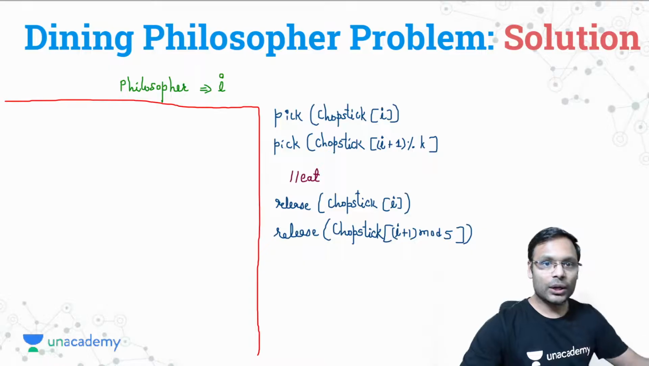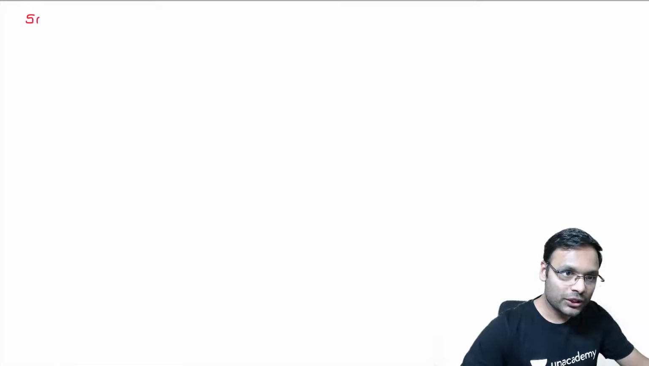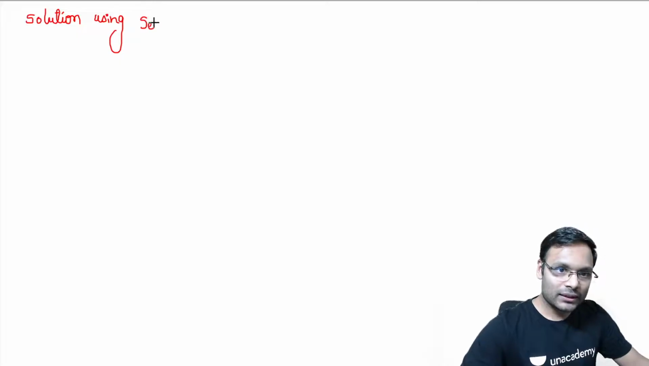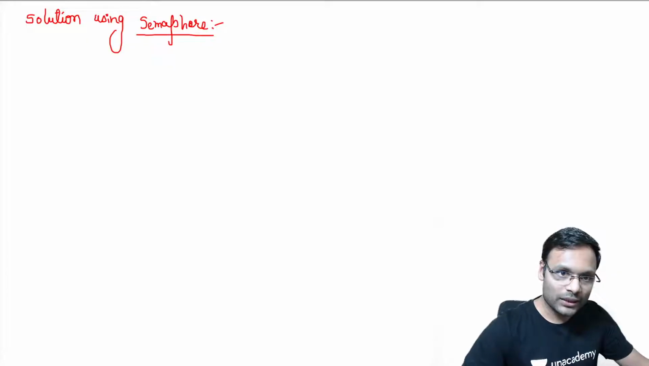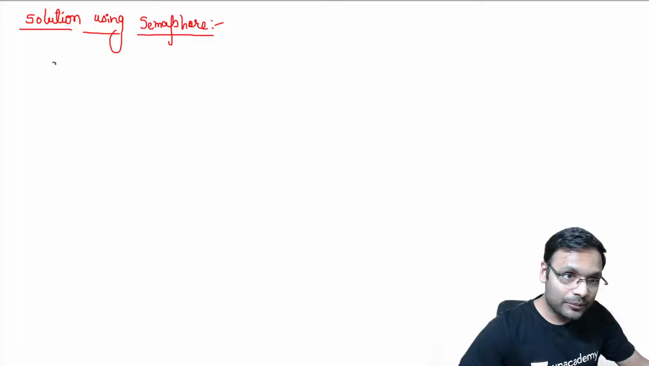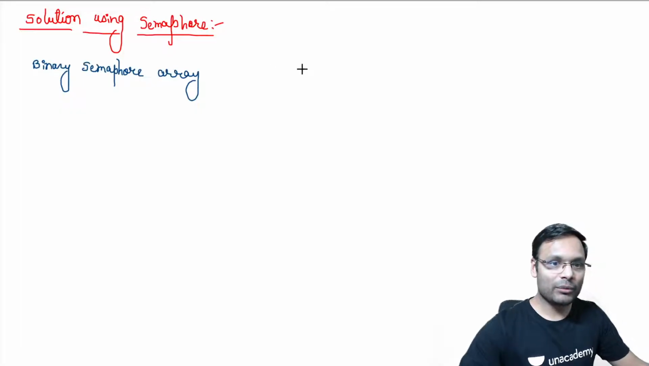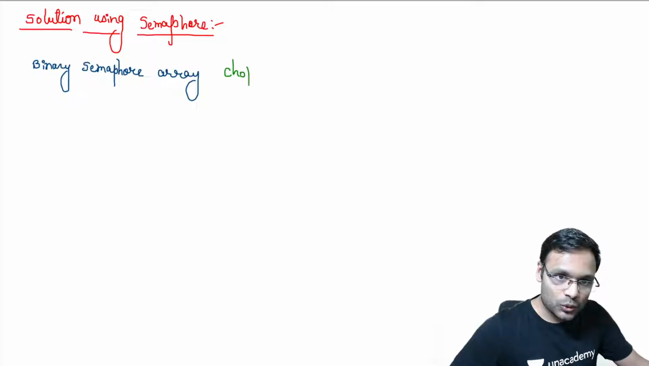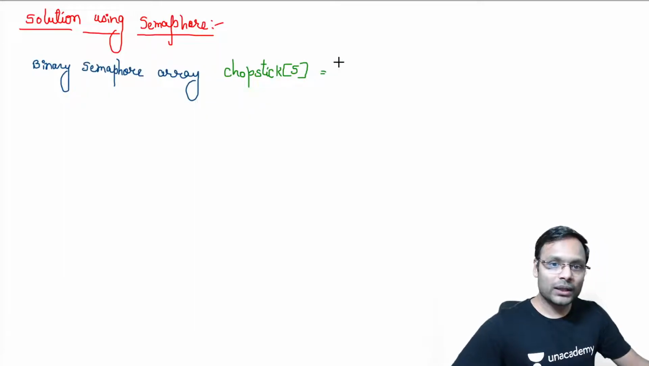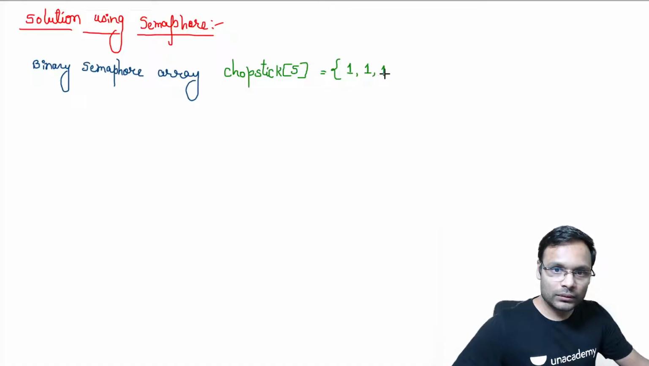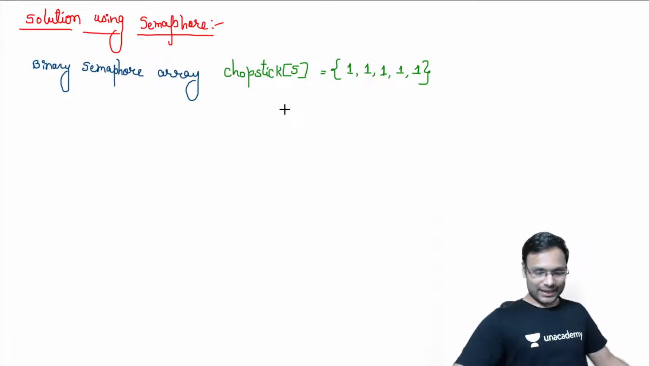Solution using semaphore. How can I provide the solution using semaphores? I will take a binary semaphore array. What is the name of the array? The name of the array is chopstick, with 5 values, all initialized with 1. Like this.